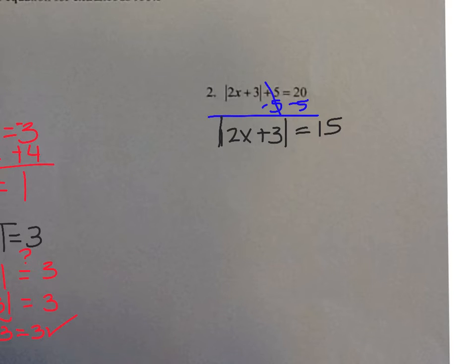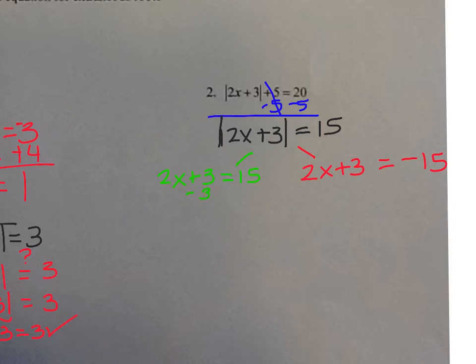Now it's isolated. Now I'm going to set up one equation exactly how it is right now in your isolated form. So 2x plus 3 equals 15. And then we're going to set up the other side, the inverse, 2x plus 3. Notice I didn't do anything inside. And I'm going to make this negative 15 on the outside. Now we're going to solve each one.